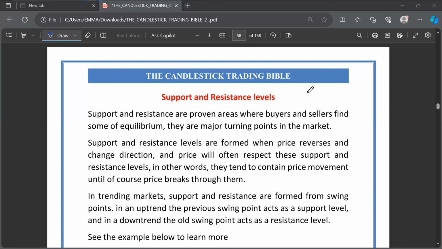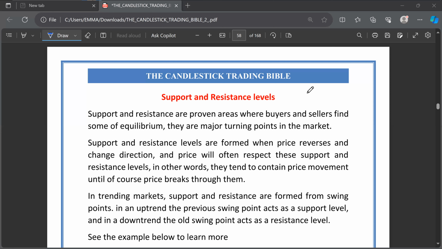So let's assume the market currently is in an upward trend. When we get to these areas, the market could actually turn around and go in the opposite direction. We do this with the help of horizontal lines that we draw on the charts. Support and resistance levels are formed when price reverses and changes direction, and price will often respect these levels. In other words, they tend to contain price movement until price breaks through them.